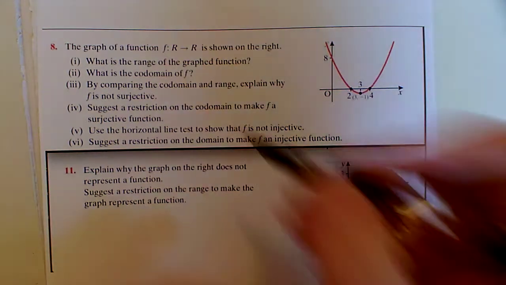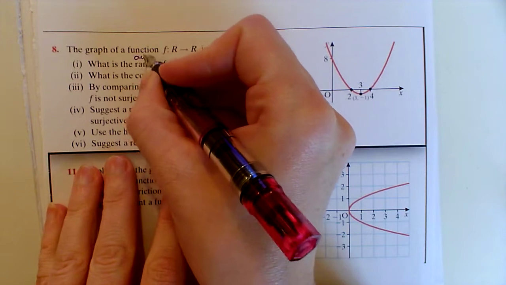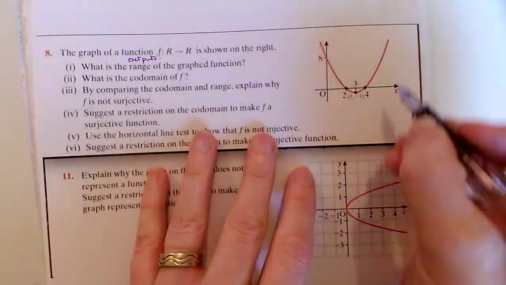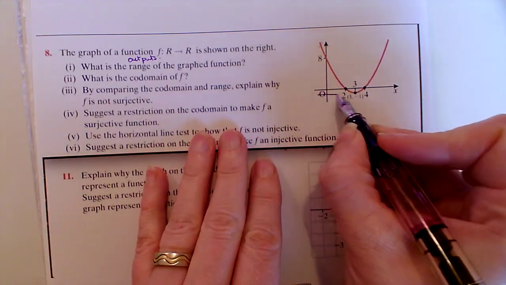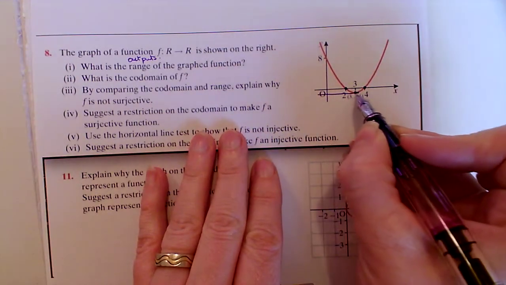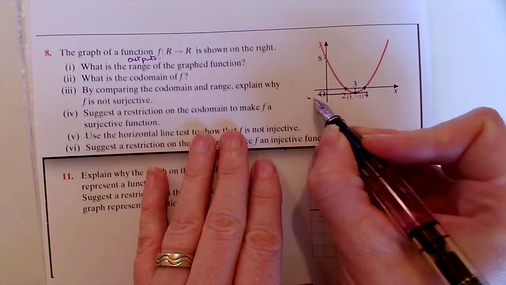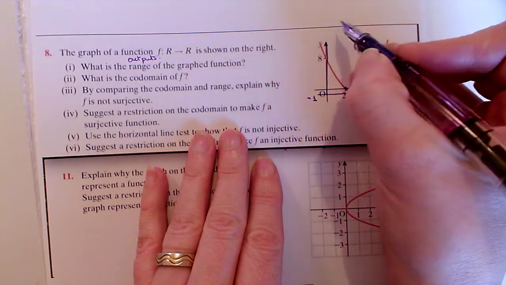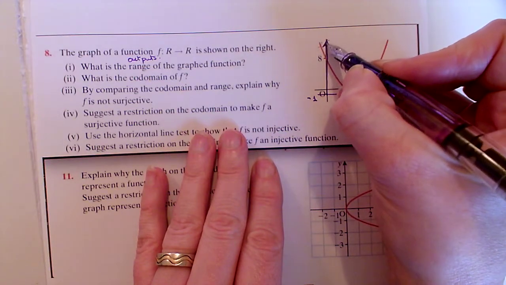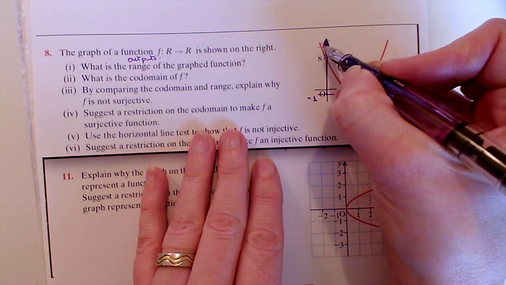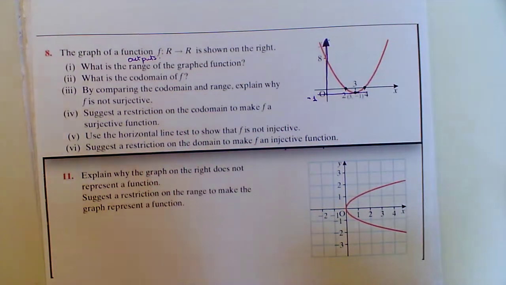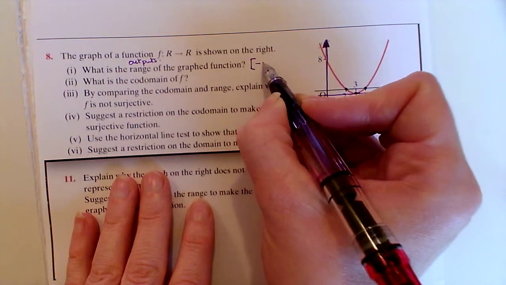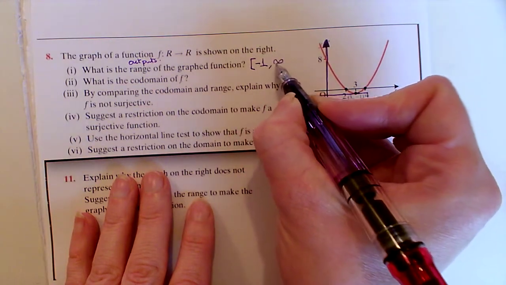So they want to know an inequality for the outputs. What values do the y values range between? So if we look here, the smallest possible output is -1. That will never go below -1, but it will go on forever in the positive direction after that. So the range of this function is -1 to infinity.